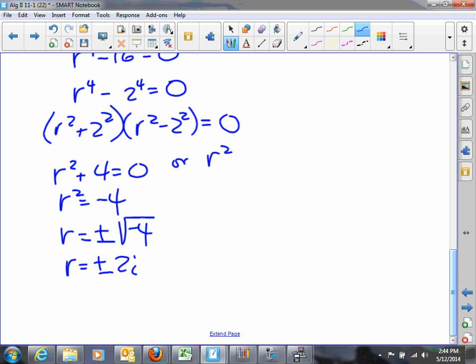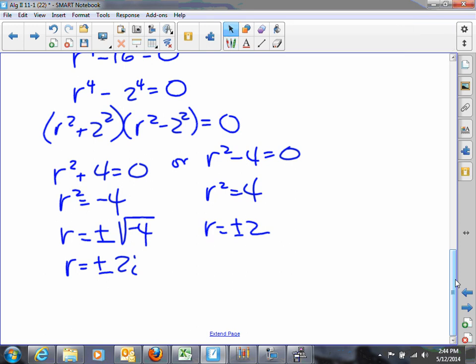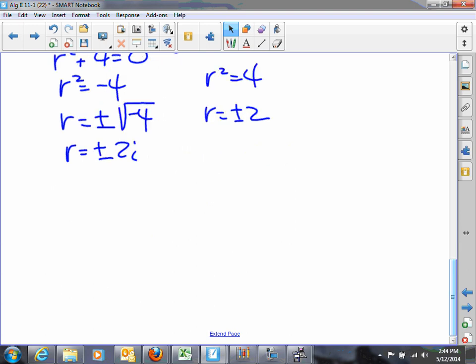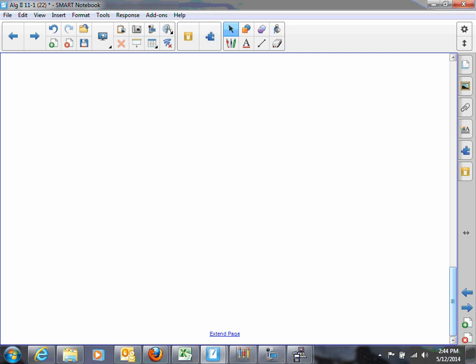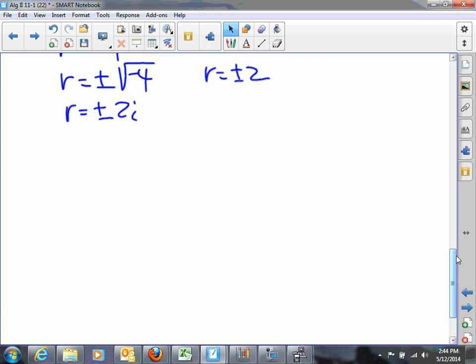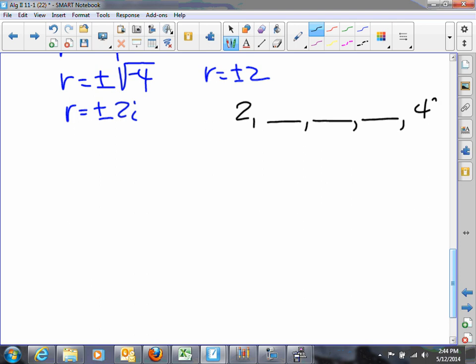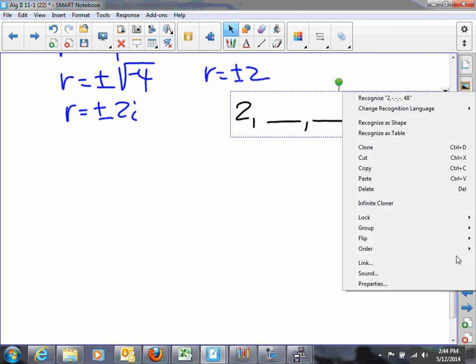Or r squared minus 4 equals 0 gives us r squared equals 4. R is equal to plus or minus 2 when we take the square root of both sides. So we actually have 4 different common ratios that we could use. Now, what that means is, and let's just go ahead and write this, we have 3, and then a number, and then another number, and then another number, and then 48. And what we want is to find the geometric means for this.